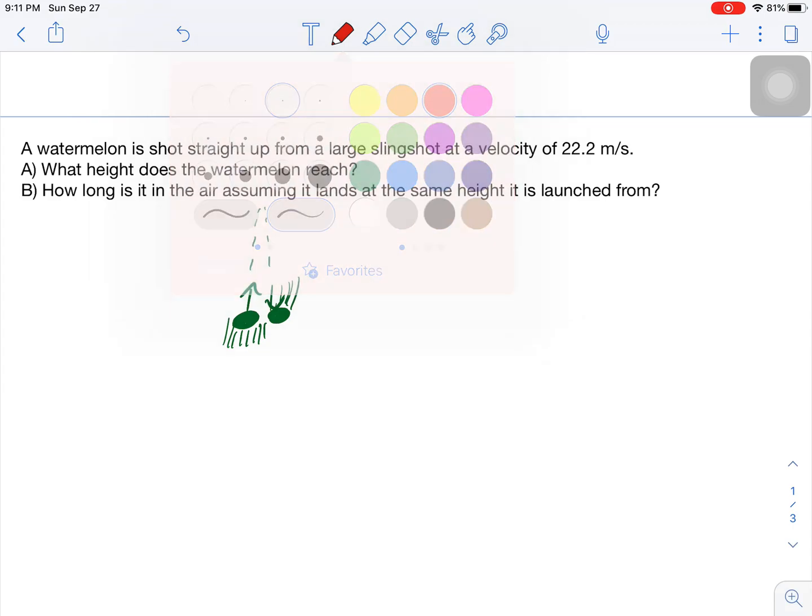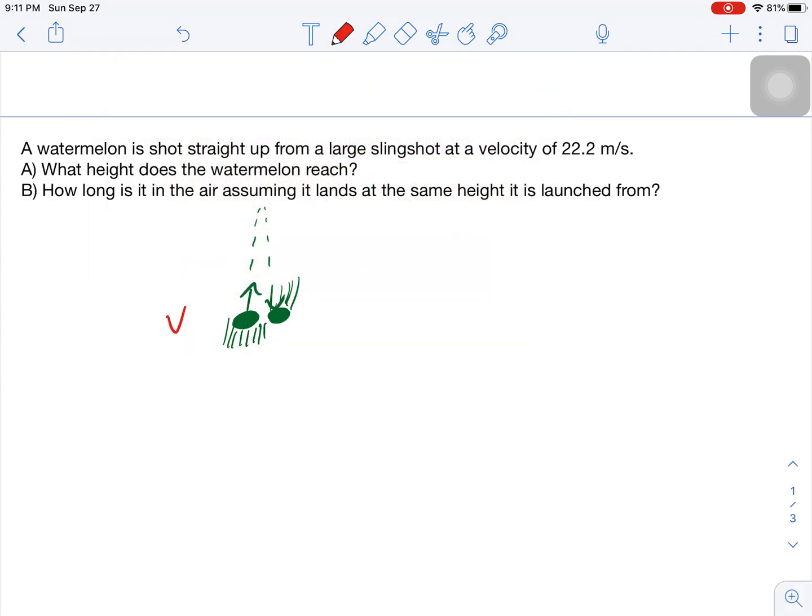So things that we know right away, and we can label this. We know that the velocity at launch is 22.2 meters per second, which means when it lands, because we're assuming it lands at the same height, the velocity that it lands at will be negative 22.2 meters per second. Now I'm going to call this an initial, and I'm going to call this a final. We know based on symmetry that at the apex, the velocity is going to be 0 meters per second at the top.